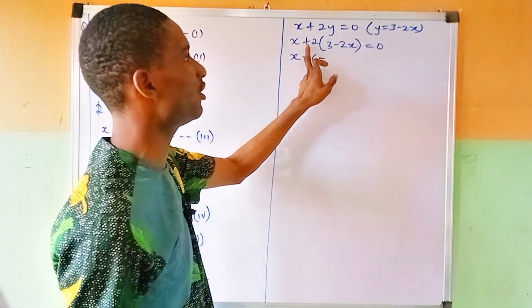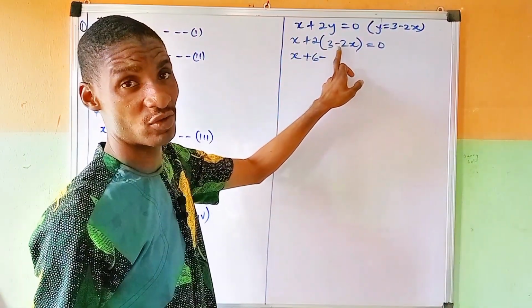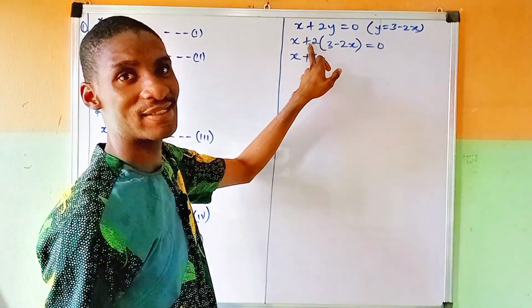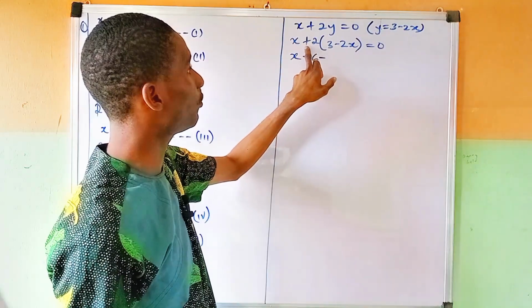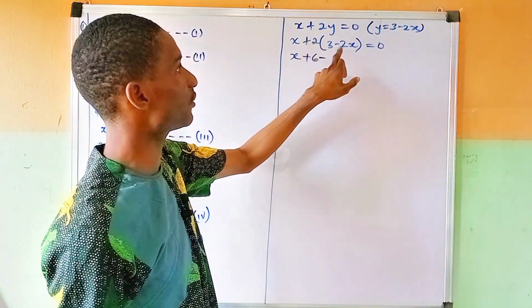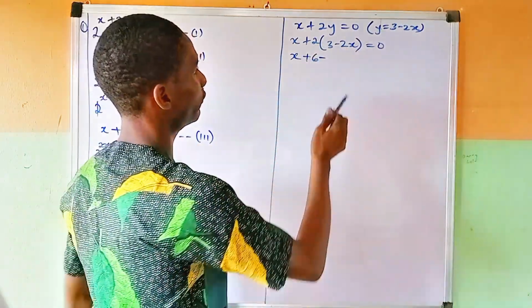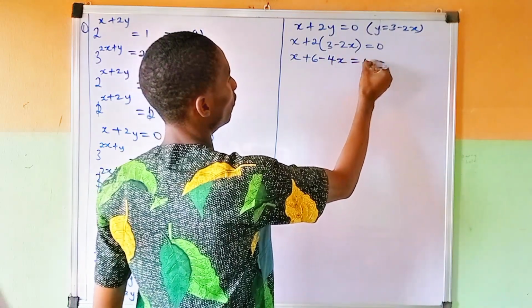Take note of that. A lot of people will not take that into consideration. You have to consider the sign behind this 2. Behind this 2, it's positive. So plus 2 times 3 is plus 6. Plus times minus is minus. 2 times 2 is 4x equals 0.